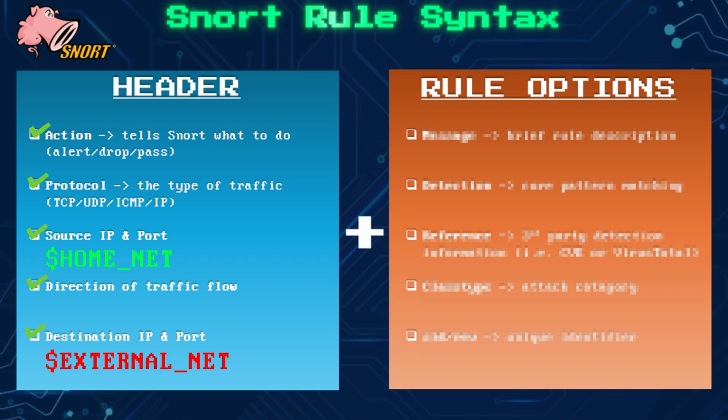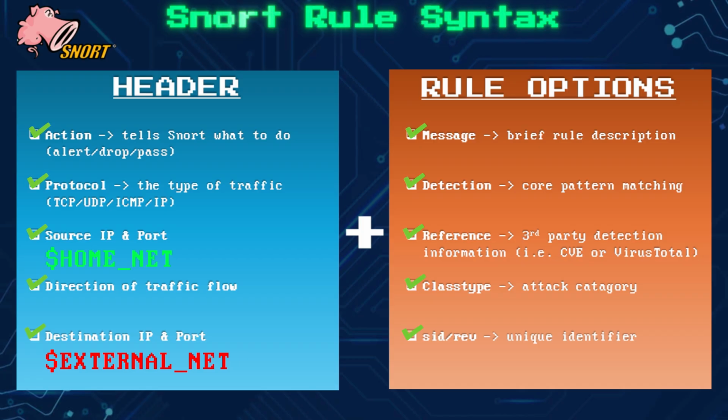Moving over to the second component of a Snort rule, rule options. Common rule options include message, a brief description of the rule, detection, the core of the rule, defining what traffic pattern to look for, reference, often a CVE, so you can map signatures back to known vulnerabilities. Class type categorizes the type of attack. And finally, signature ID, or SID, and revision number, or REV, these provide unique identifiers for version control. I'll link a Snort rule infographic in the description if you'd like a deeper dive into all the rule components.